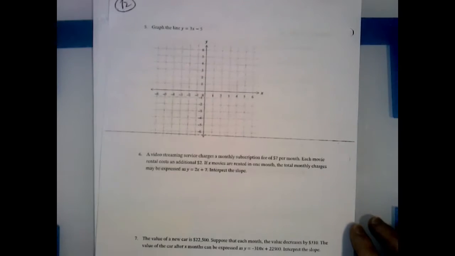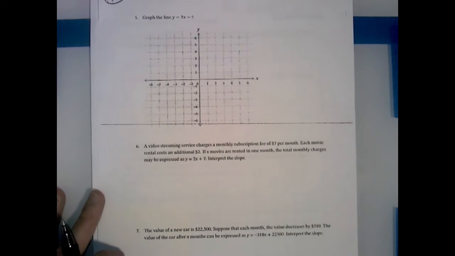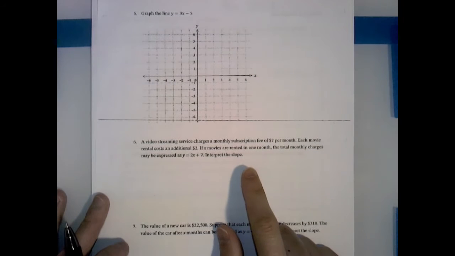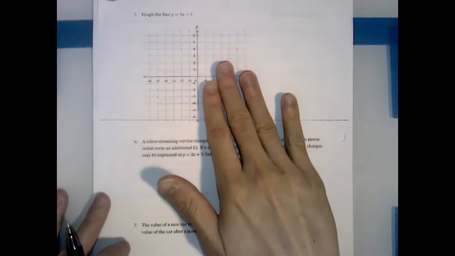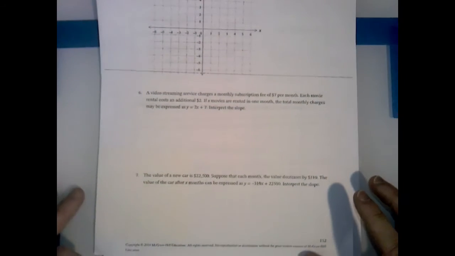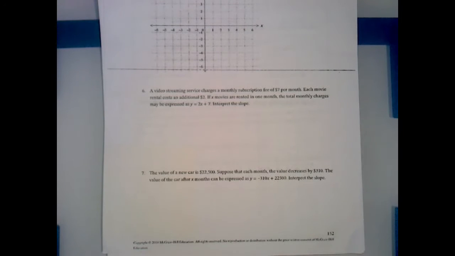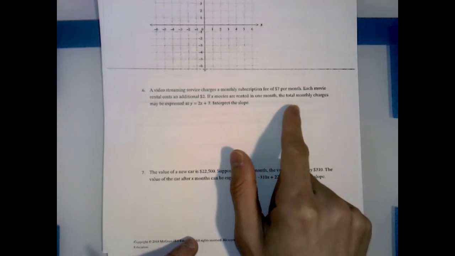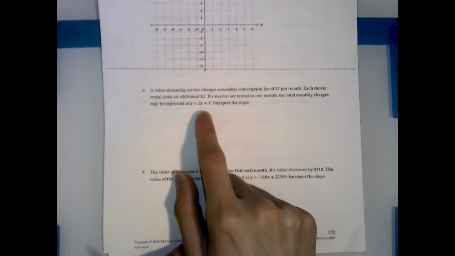So before this video gets too long, I want to just talk about interpreting the slope here. This one I'll let you try, but 6 and 7 here. Our video streaming service charges a monthly subscription fee of $7 per month. Each rental costs an additional $2. If x movies are rented in 1 month, the total monthly charges may be expressed as y equals 2x plus 7. And we want to interpret the slope.